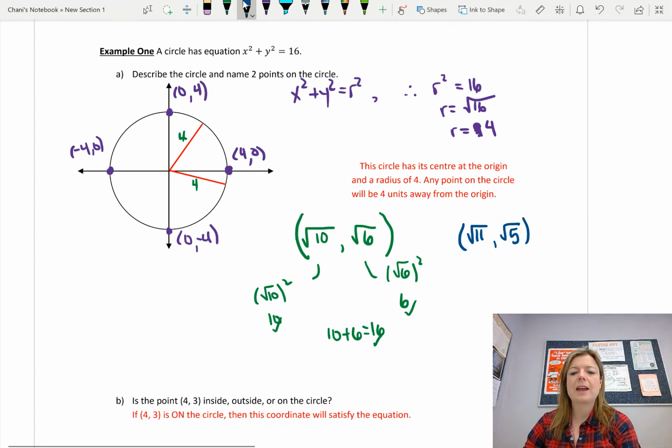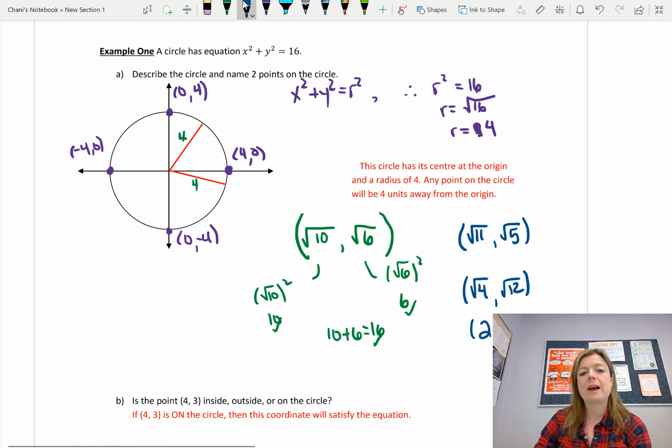So you can come up with any combination like that. So for instance, you could do root 4 and root 12. Root 4 is 2, so that's just 2, root 12. That would be another coordinate on the circle. So you could do that and play around with it.